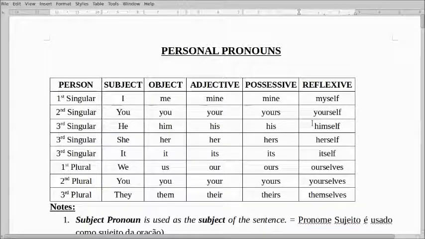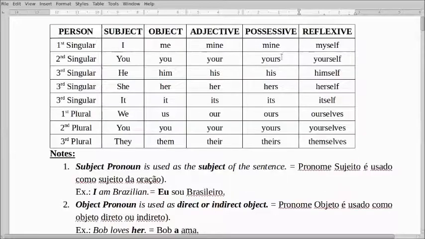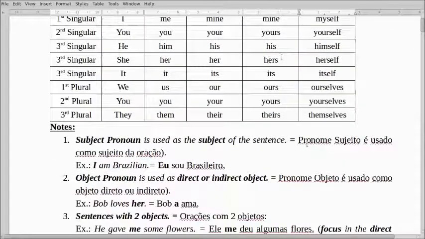Yourselves, if it's the second person in the plural. Yourselves, se é a segunda pessoa do plural, vocês mesmos. And themselves, if it's the third person in the plural. E themselves, se for a terceira pessoa do plural. So, let's see some examples. Vamos ver alguns exemplos. Some notes before. Primeiro vamos ver algumas observações.